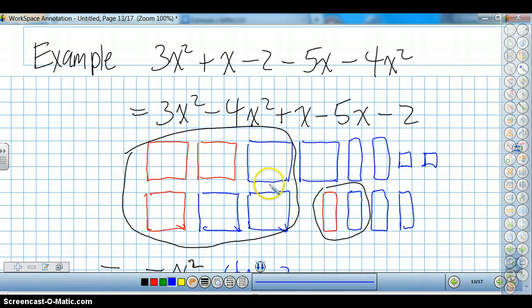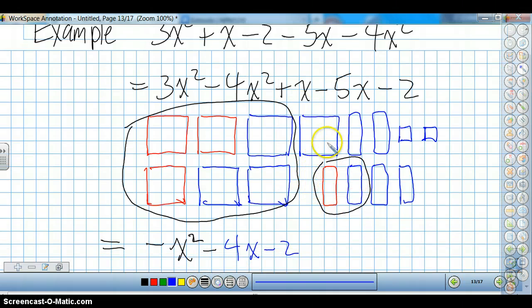Then again, I want to zero out whatever I can match up. 3 reds with 3 blues, zeros. 1 red here and 1 blue here are zeros. And what's left over? 1 blue, negative x squared. 4 blue skinny ones, minus 4x. And 2 small blue ones, minus 2. So that's the final expression there.